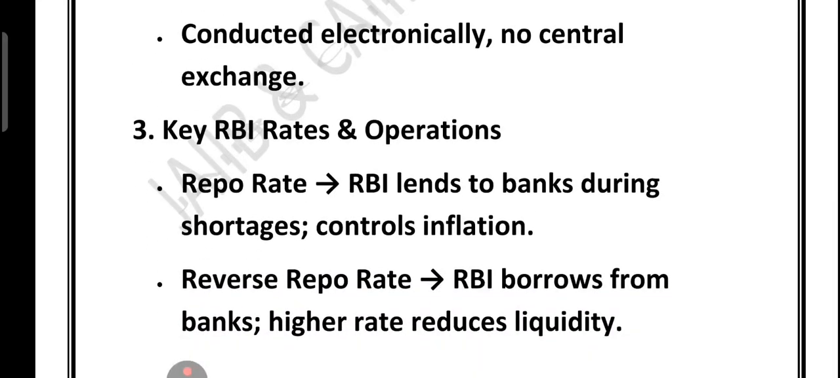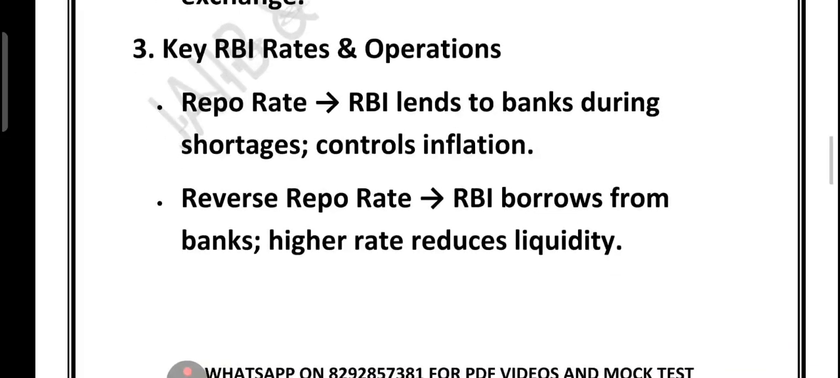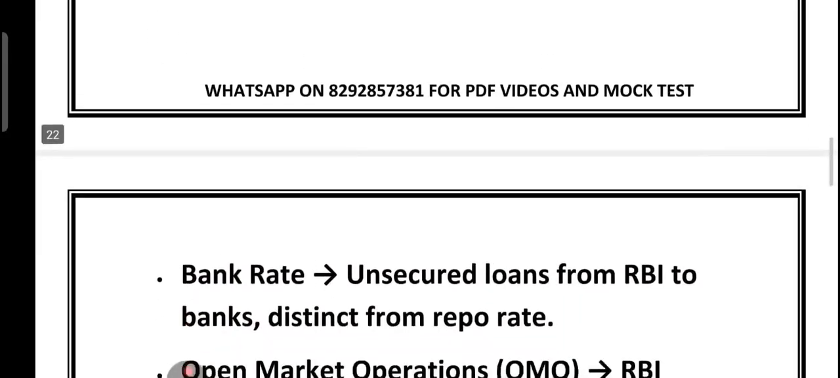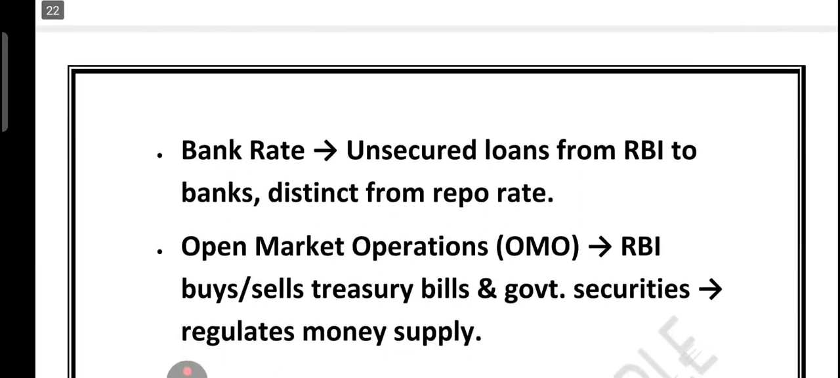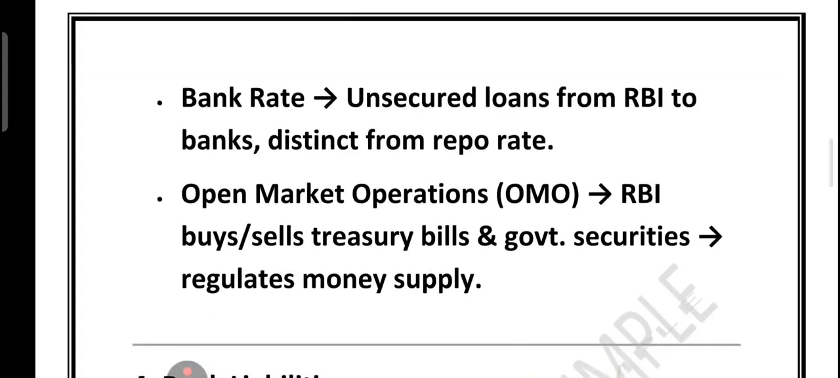Repo rate is when the RBI lends money to banks when they face a shortage. That's the rate at which the RBI lends money to banks, called the repo rate. It helps control inflation. Reverse repo means RBI borrows from banks. A higher reverse repo rate reduces liquidity in the system. Bank rate means what? An unsecured loan from RBI to banks. RBI gives an unsecured loan to the bank, which is quite different from the repo rate.